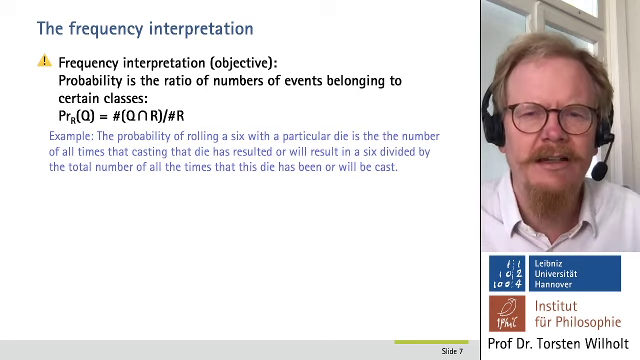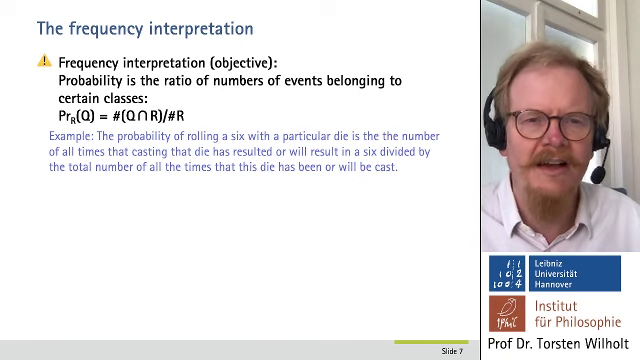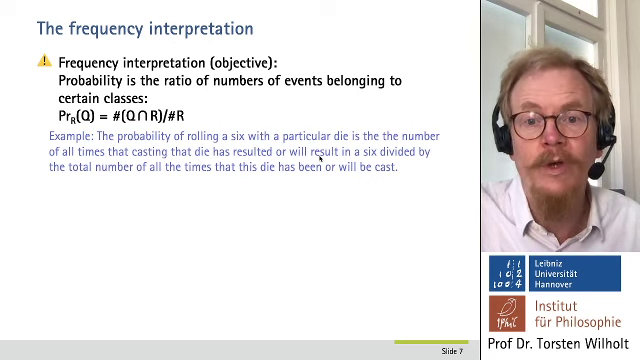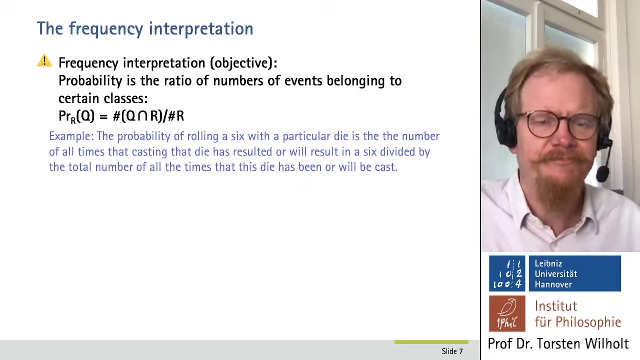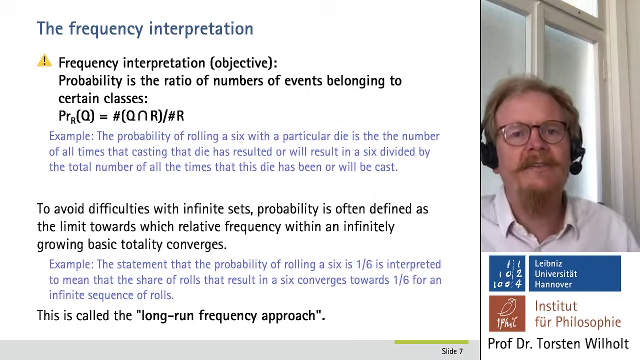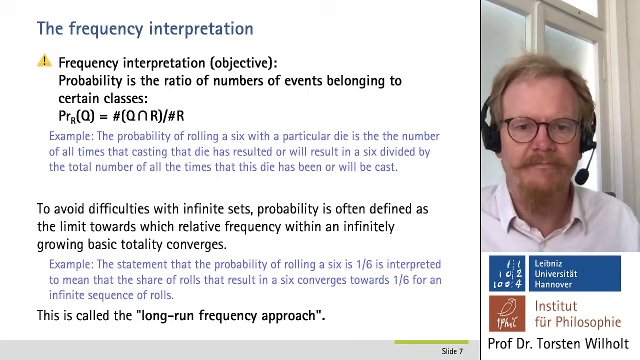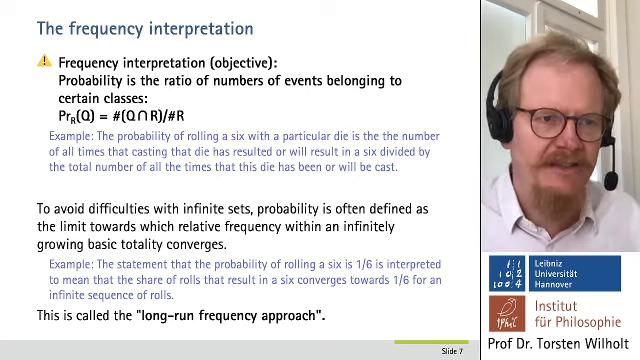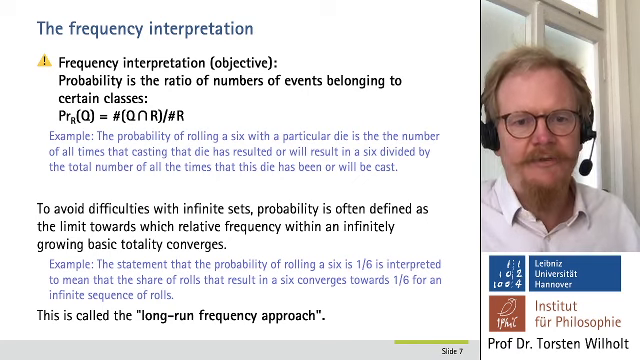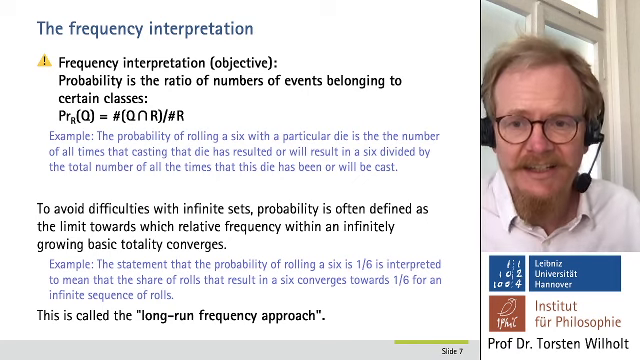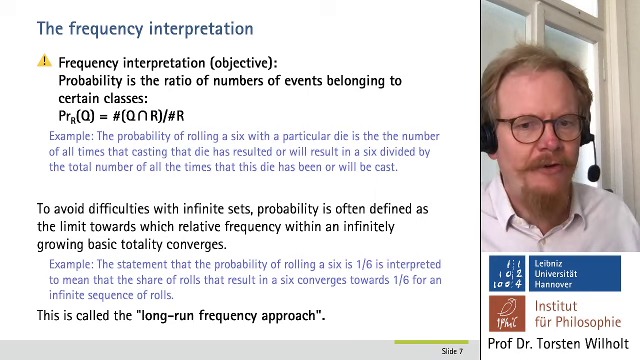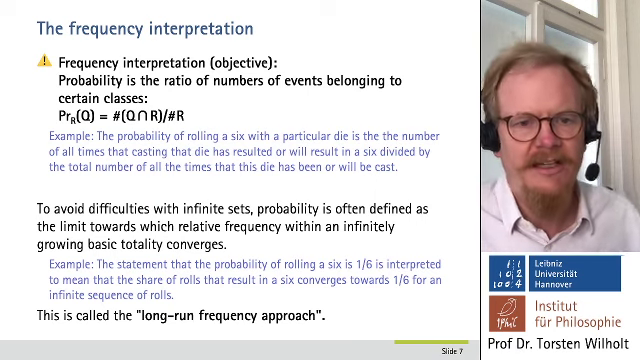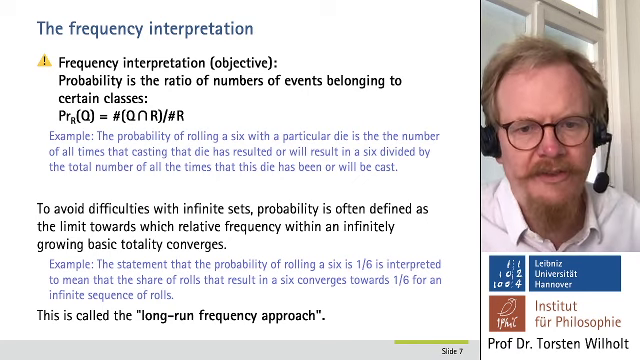Now you can also already see that this kind of assumes that those numbers are finite, but that can lead to problems if you include the times that this die will be cast and so on. And to avoid these kinds of problems, probability in the frequency interpretation is often defined as the limit towards which relative frequency within an infinitely growing basic totality converges. So the limit to which relative frequency converges in the long run. For example, the statement that the probability of rolling a 6 is 1/6 is interpreted to mean that the share of rolls that result in a 6 converges towards 1/6 for an infinite sequence of rolls of this die. And this is then called the long-run frequency approach.